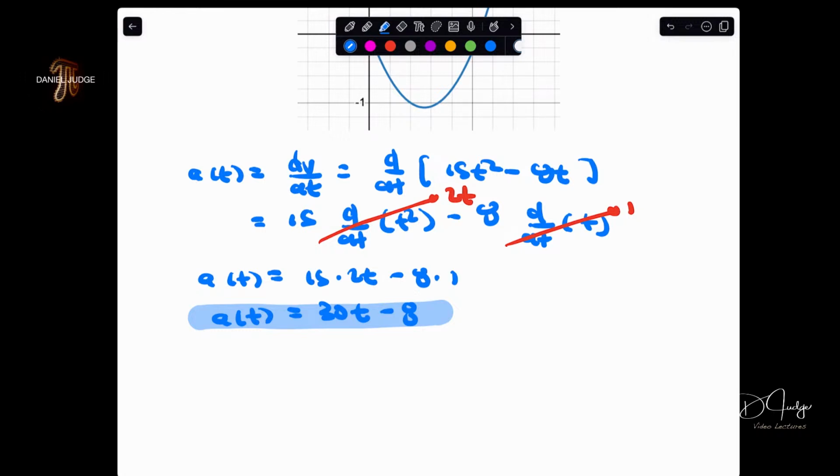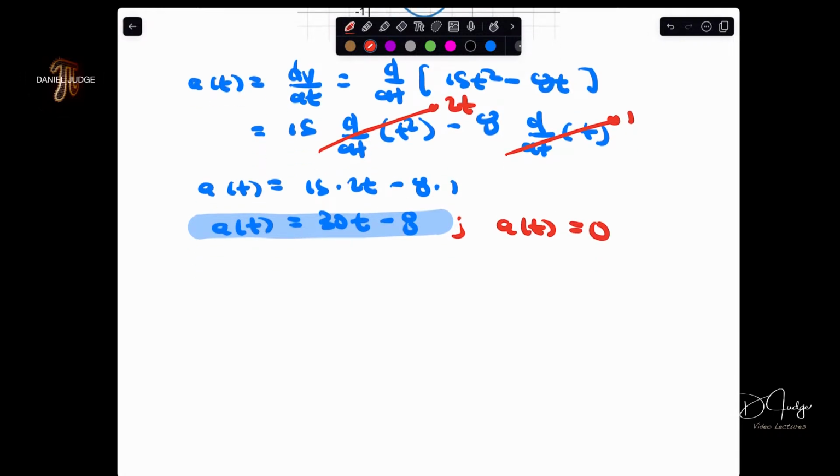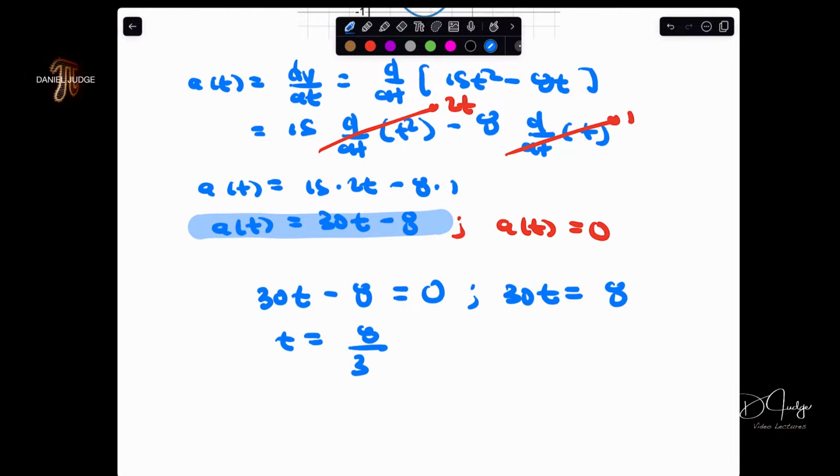So ladies and gentlemen, we're going to do sign analysis on this again. So set your acceleration equal to 0. Find where the particle has 0 acceleration. So we say 30t minus 8 is 0. We can add 8 to both sides and get 30t equals 8. We can divide both sides by 30. T is 8 over 30.